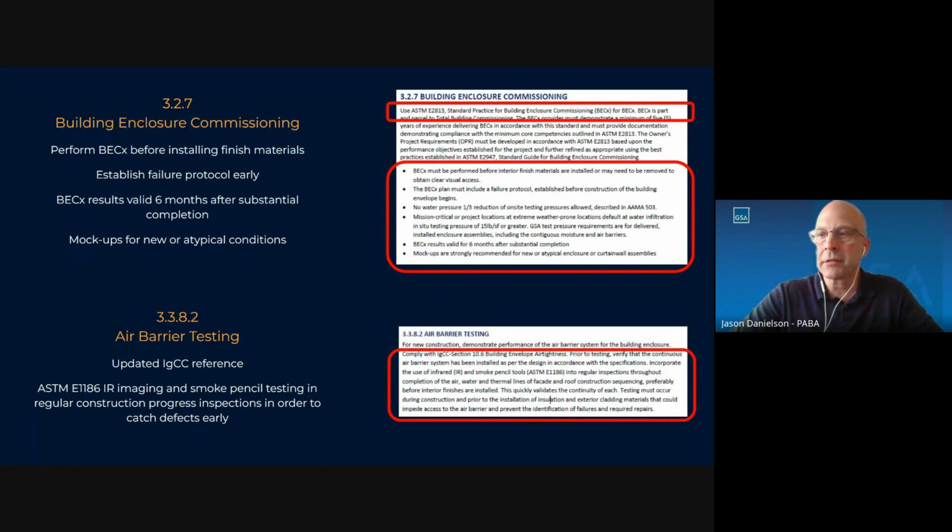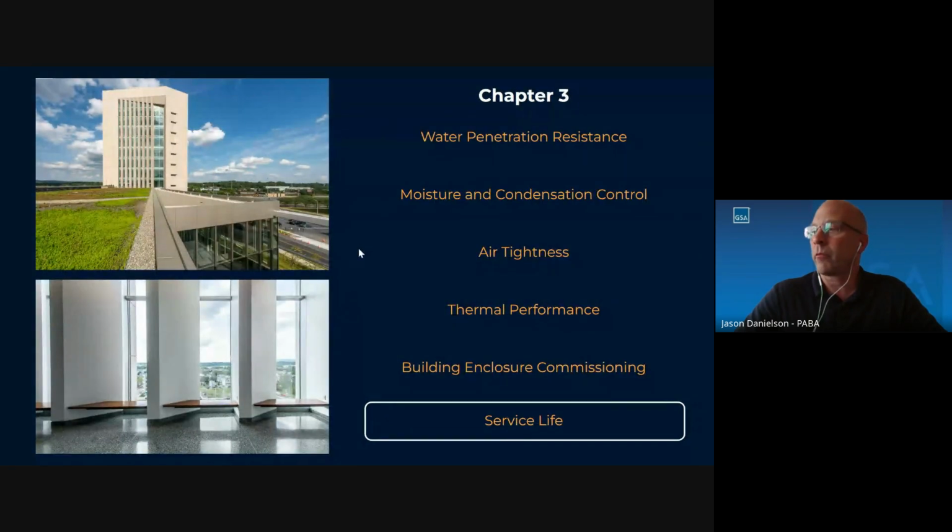3.3.8.2 air barrier testing. There's just an IGCC reference updated. And then what I was talking about before, this was in with that construction. And it's ASTM E1186, and that was the infrared and the smoke pencil I was talking about, as far as during construction. If there are no questions, I don't see anything in the Q&A, I'll jump right into service life.